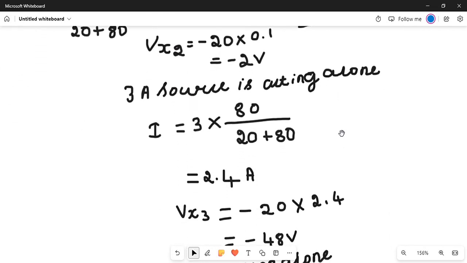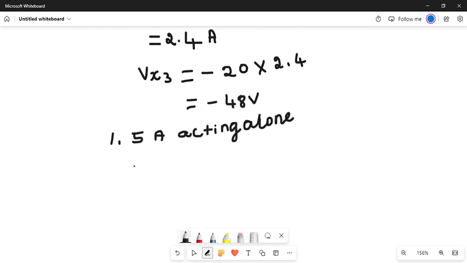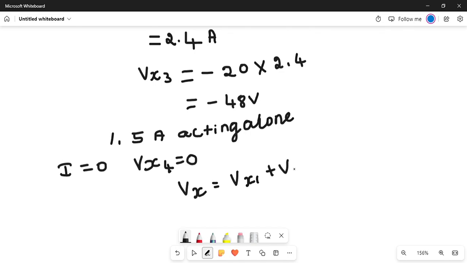I've already written the other part, so here I'll write I is equal to 0, Vx4 is equal to 0. Now I have to add the sum of all the voltages. My total voltage Vx is equal to Vx1 plus Vx2 plus Vx3 plus Vx4.